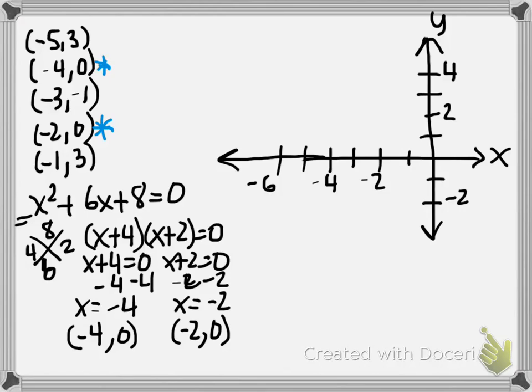Okay, so negative 5, 3. I'm going to graph these in red. It's right there. Negative 4, 0. Right there. Negative 3, negative 1. Oops. Right there. Negative 2, 0. Right there on the axis. And negative 1, positive 3. So if you notice, I have two sets of points that are directly opposite each other. And that's because of the way I chose my x's.